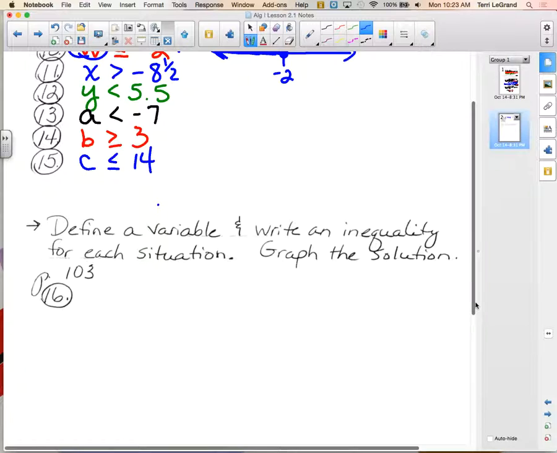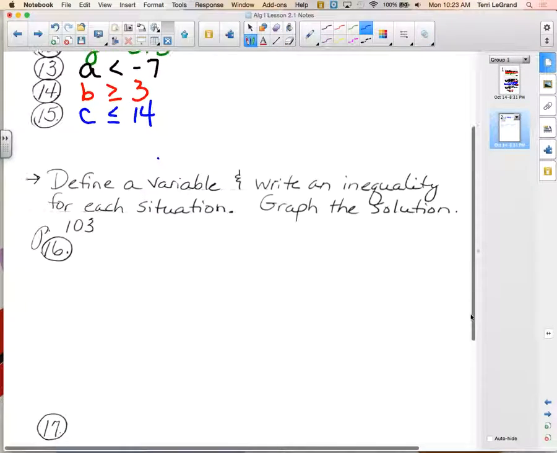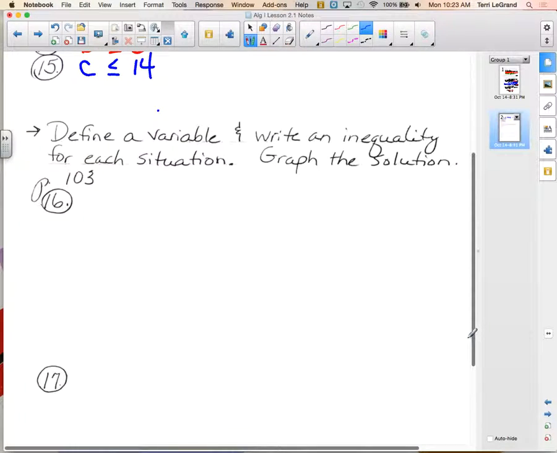Want to challenge any of them? I think you're right. Okay, well then it says we're going to define a variable and write an inequality for each situation and graph the solution. So we're still on page 103, now we're jumping down to number 16. Define a variable means, in other words, pick a variable and say what it represents. Okay, so would you read number 16 to yourself?